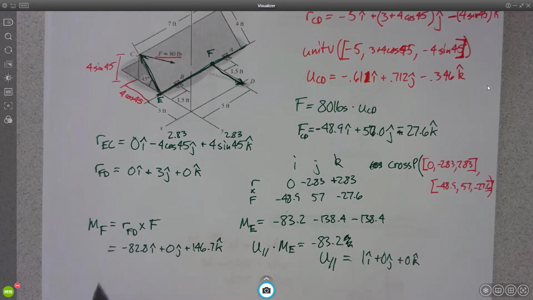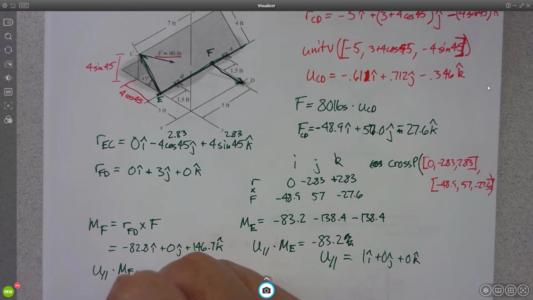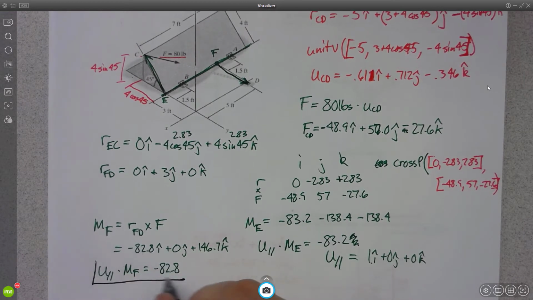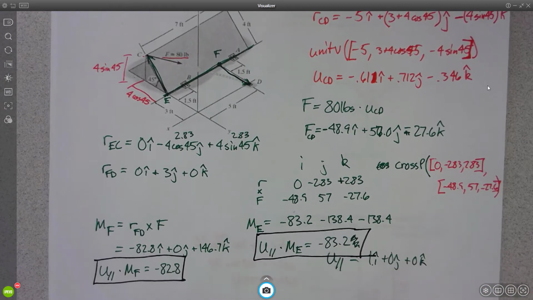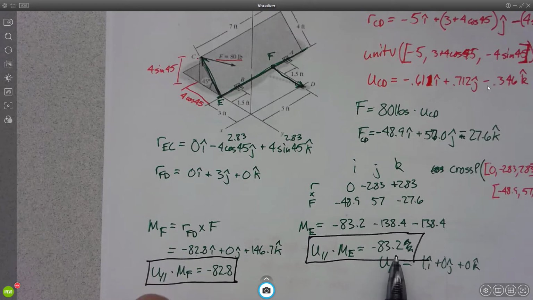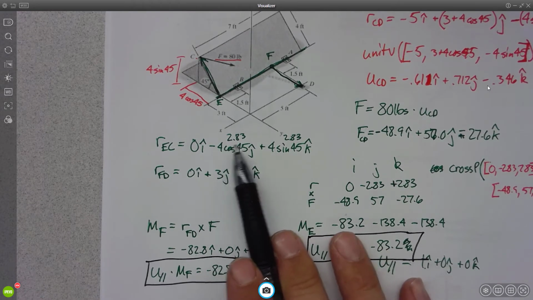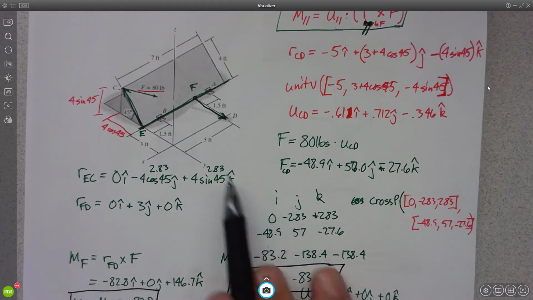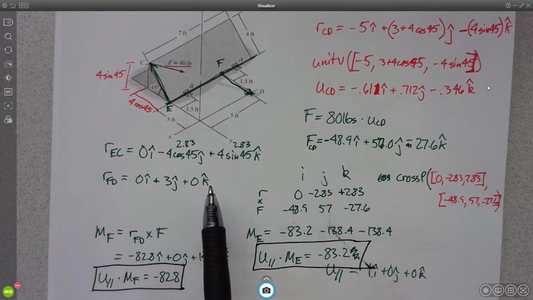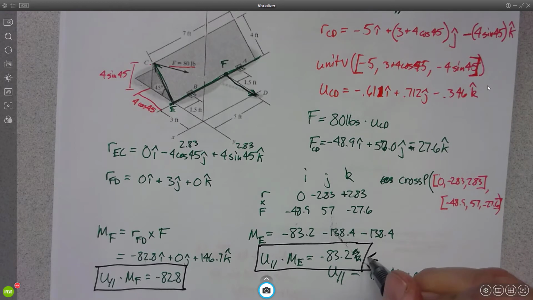Then we do the same thing for the moment about F. We take the unit vector of the axes, dot it with the moment about F, and we have 1 times negative 82.8, so we get negative 82.8, plus 0 times 0, 0 times 146. I would say that these answers would be the same if we carried all of our values through. When we took 4 cosine 45 and 4 sine 45, we truncated at 2.83, whereas the position vector over here was just 0, 3, 0. So this one was exact, this one was approximate, and I would take this one as probably the more accurate answer.